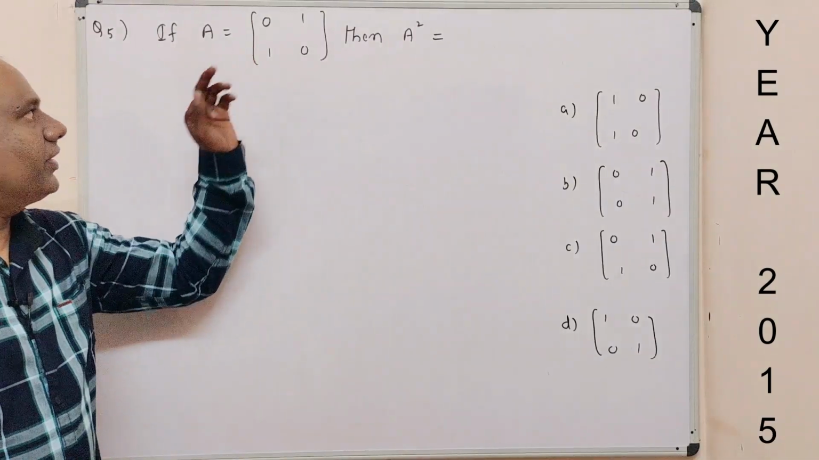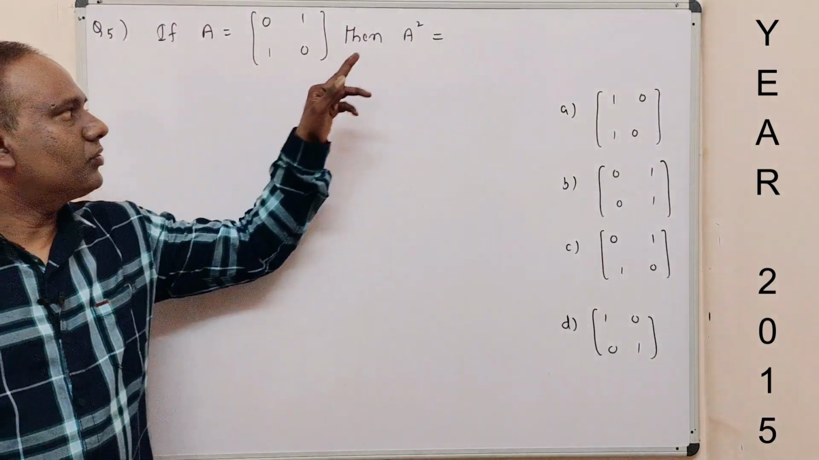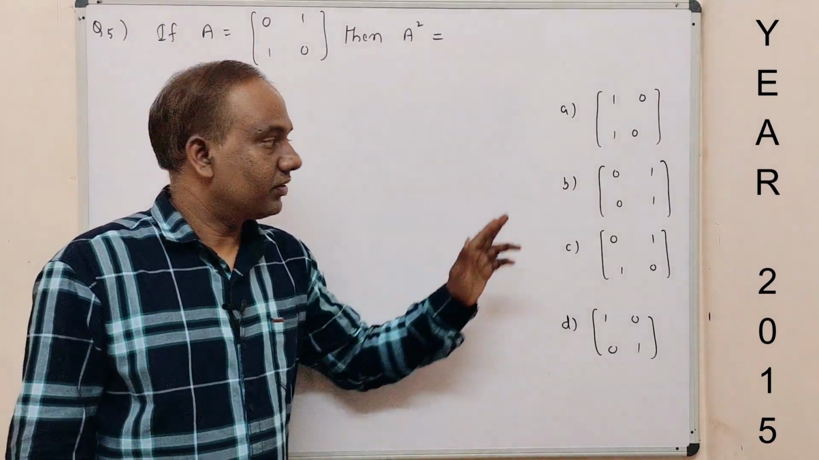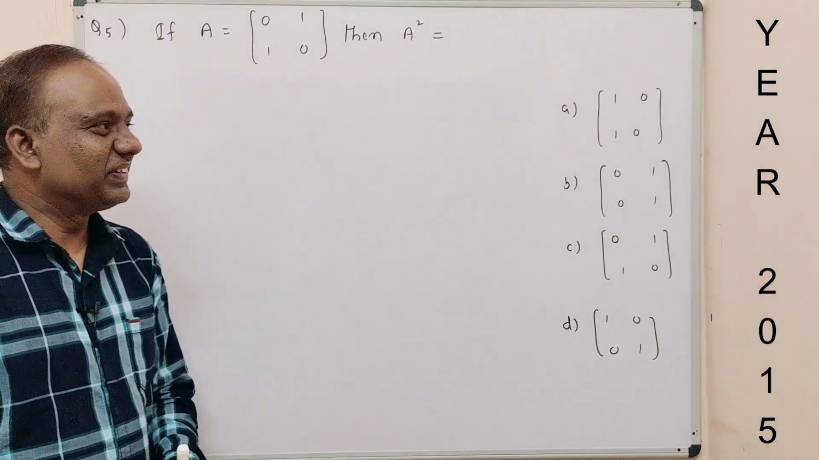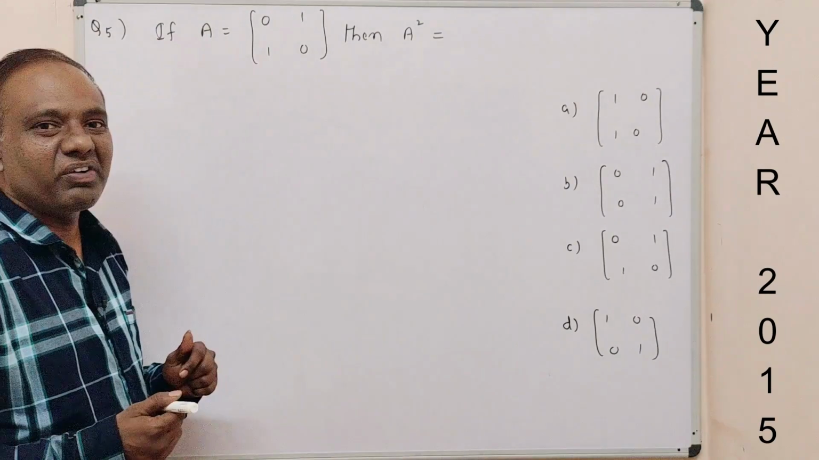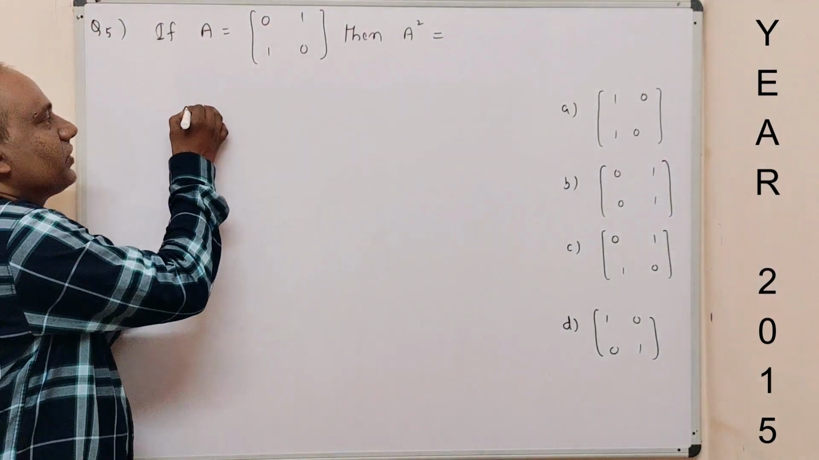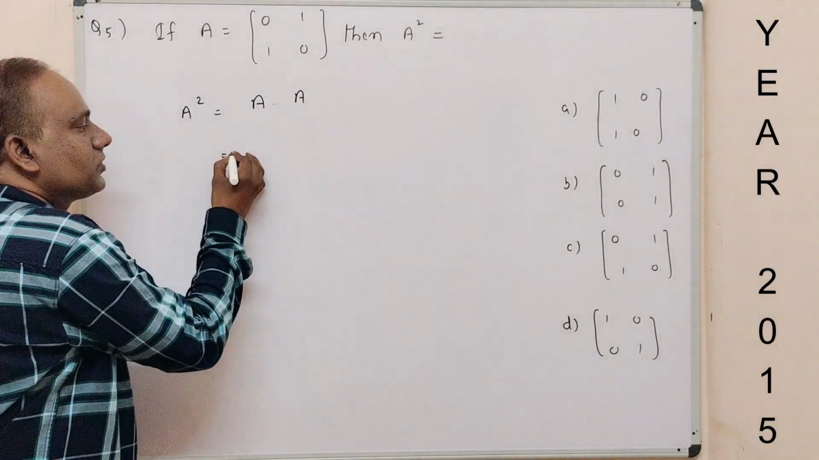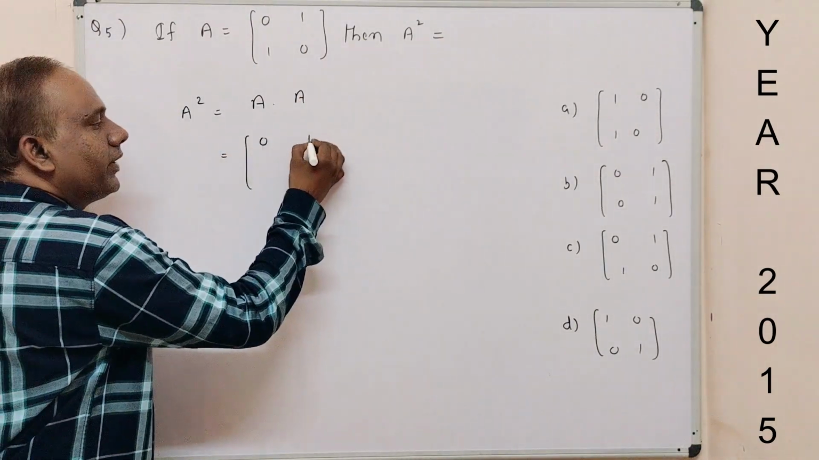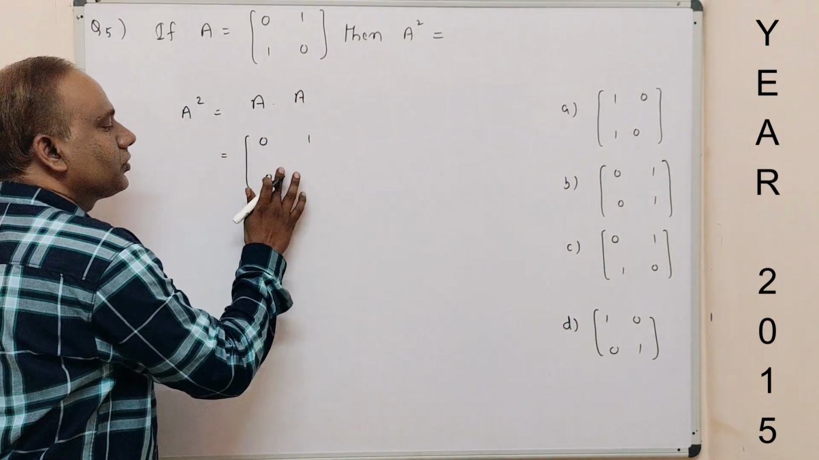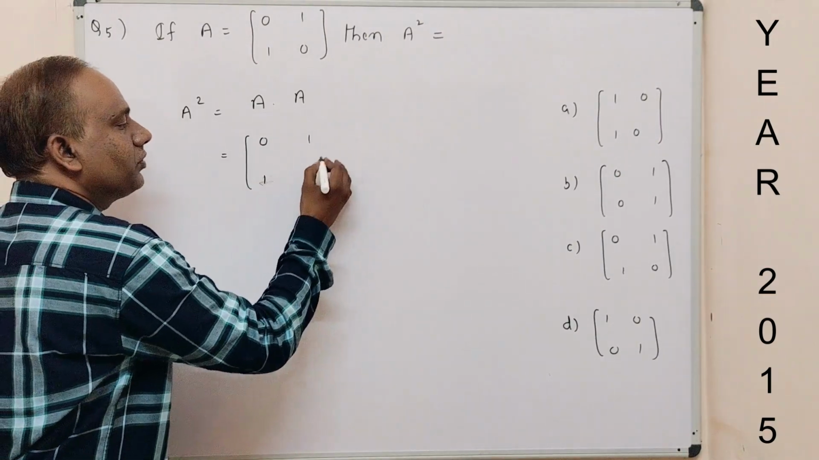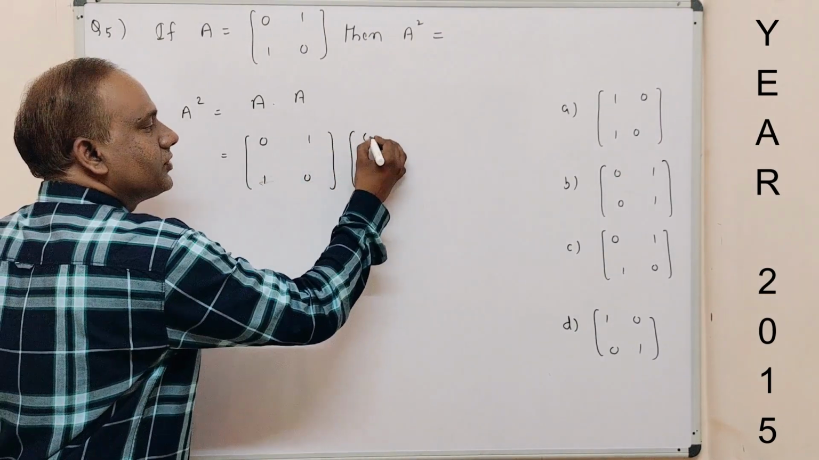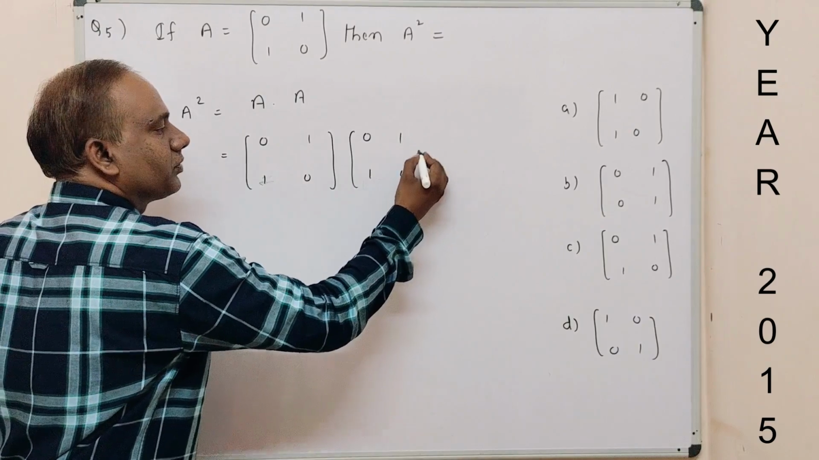The question is, if A is equal to [0, 1; 1, 0], then A square is equal to what? So simple question. Here they asked for the A square value. Actually, A square is equal to A into A. So here A square is [0, 1; 1, 0] times [0, 1; 1, 0].